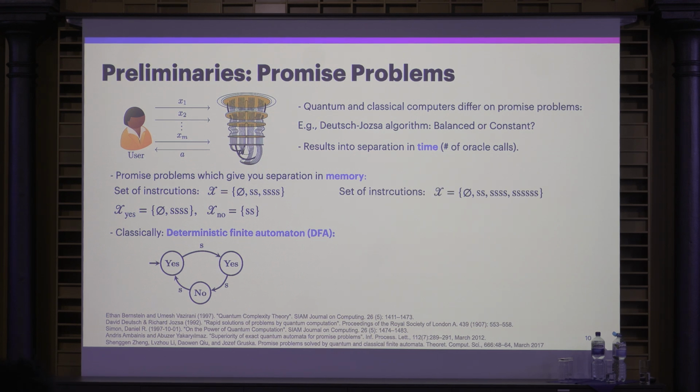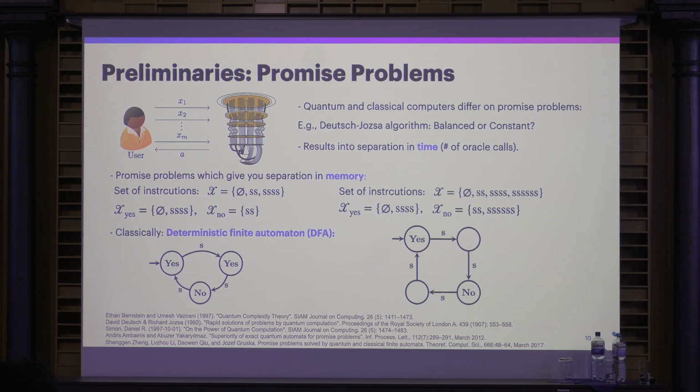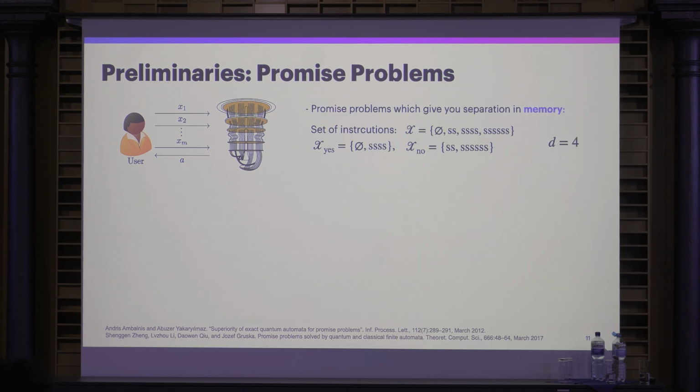Now you can make a problem slightly harder. You can add yet another additional string. The yes answer stays the same. The no answers have also 6 S's sitting in there. And for this, you would need a 4-dimensional automata to solve this problem. It means the 4-dimensional state. So in this case, it would be 2 bits of memory needing to solve it. So this is now a promise problem which can have an increase in a classical required dimension.